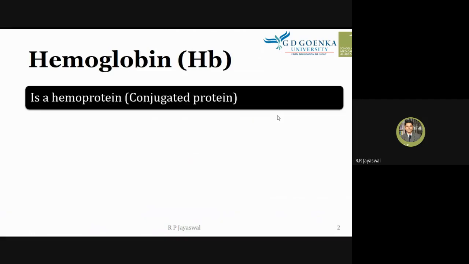Hemoglobin, which we abbreviate as Hb, is a hemoprotein, also called a conjugated protein, because in its structure the protein part is bound with a non-proteinous part. Heme is the non-proteinous part, and the protein in hemoglobin is globin, where alpha globin and beta globin chains are present. These globin chains bind with heme to make hemoglobin, and because of that we say hemoglobin is a heme protein or conjugated protein.